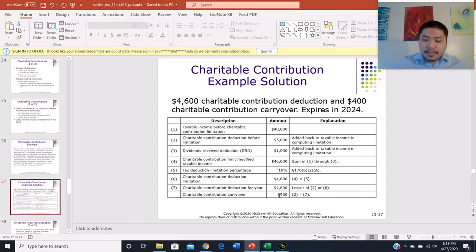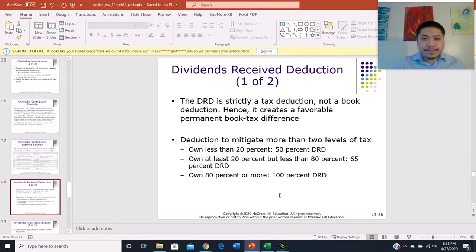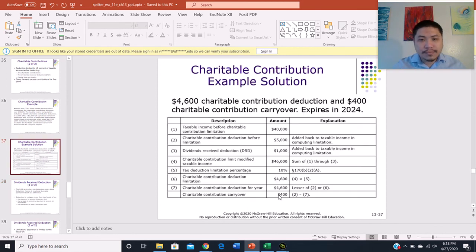And it's going to expire in 2024, because that's 5 years after 2019. So that was charitable contribution, right?